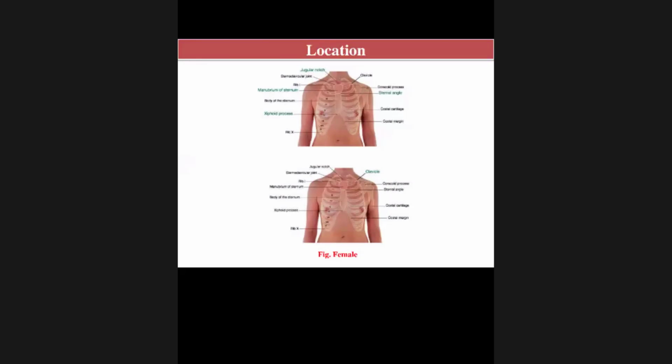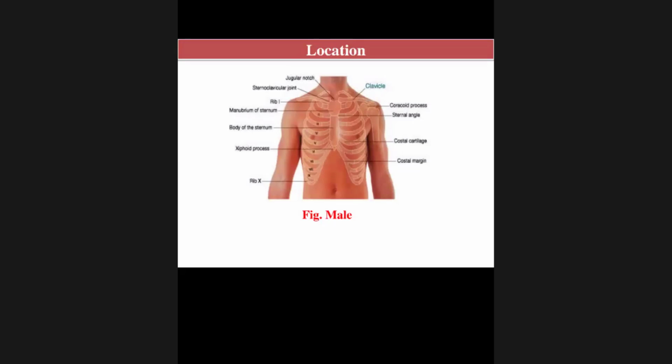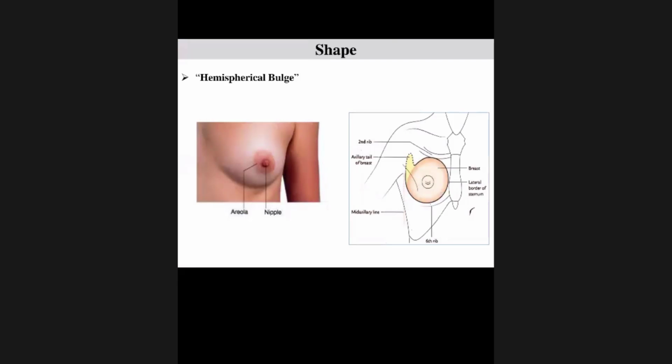Location is the same in case of male as well as female. So this is about the location. Now coming to the shape of this mammary gland. So mammary gland is actually hemispherical, a bulge shape. It is not fully spherical, but it is hemispherical. Half a sphere. So it is hemispherical in shape, the mammary gland.